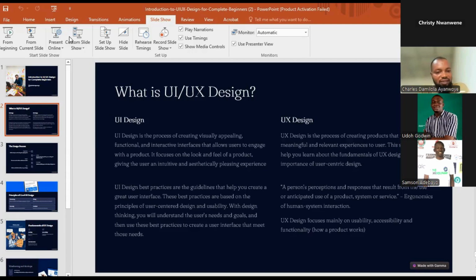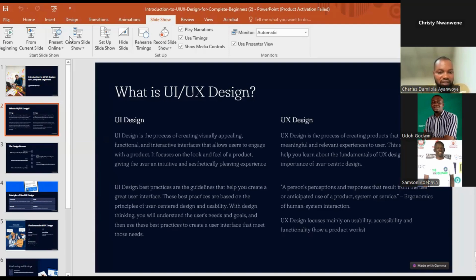When we say user-centered design, don't get yourself confused. User interface, user experience, everything has user before it. The interface has user before it. The experience has user before it. So everything we are doing here is user-focused, is user-faced, is user-based rather. So the UI design best practices are guidelines that help you create a great user interface. And these best practices are based on the principles of user-centered design and usability.